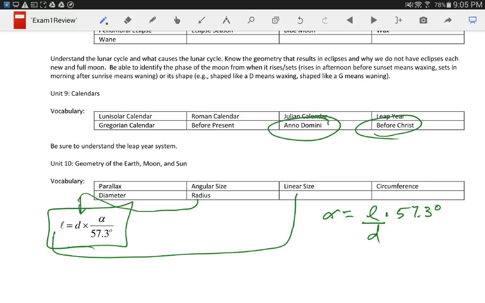The 57.3 degrees is a conversion factor going from radians, because the circumference is 2 pi times the radius, so there are 2 pi radians in a circle. And so we have 360 degrees divided by 2 pi is that 57.3. And so it's converting from radians into degrees. Okay, so basically for this one here, just be able to use that small angle approximation. I've talked a lot already about the Earth, Moon, Sun geometry, so I'm not going further on that here.